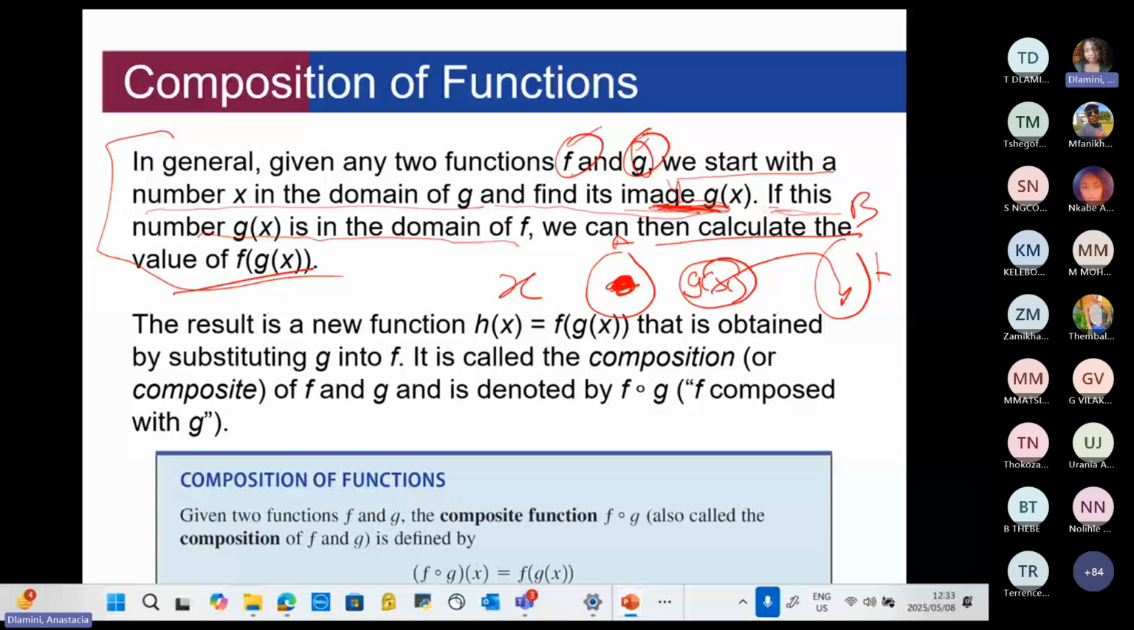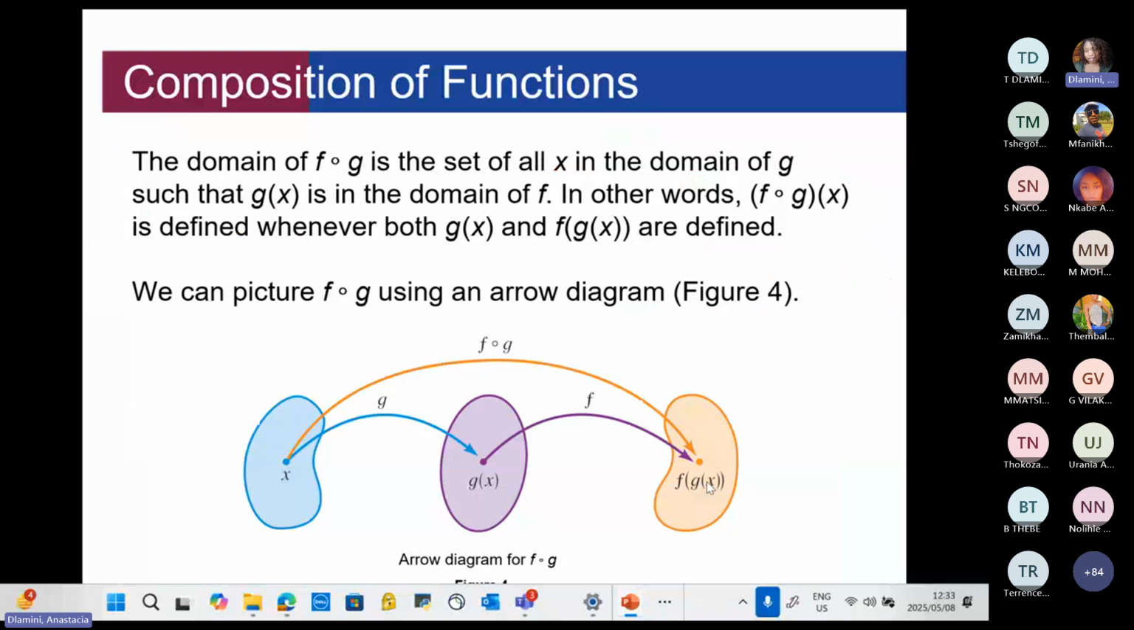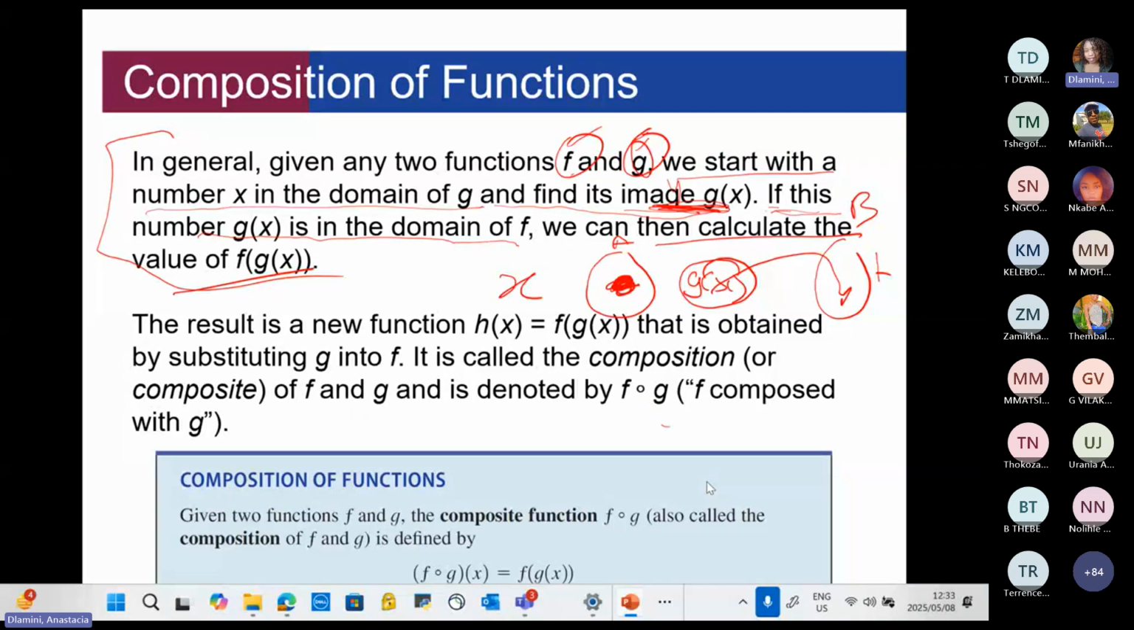So let's continue. Now they say the result, we'll get to the example, then it will make it more clear. The result is a new function called h of x that is obtained by substituting g into f of x. And it is called the composition or the composite of f and g, and it's denoted by f ∘ g, f composed g. Okay? Now they say compositions of functions: given two functions f and g, the composition of f and g is defined like this. So this is how we write it.